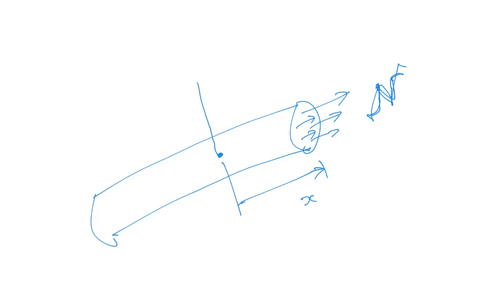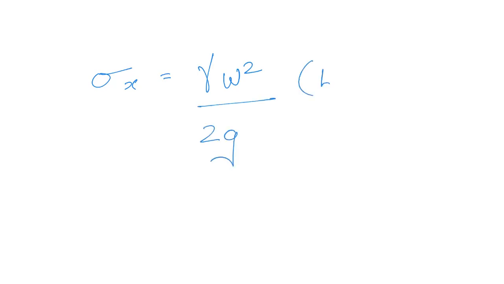I've calculated that. Now what is the stress? Stress is N divided by A, which will turn out to be, once you do all the maths, your final answer: sigma x as a function of x will be gamma omega square divided by 2g into L square minus x square. Okay, you have got an expression.